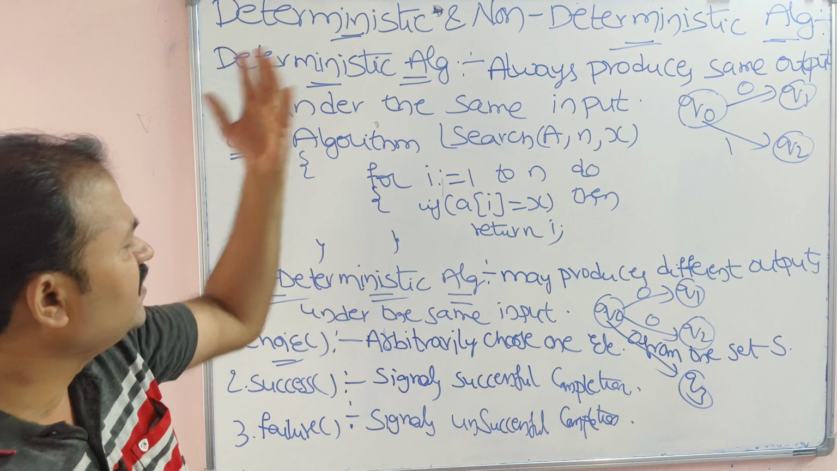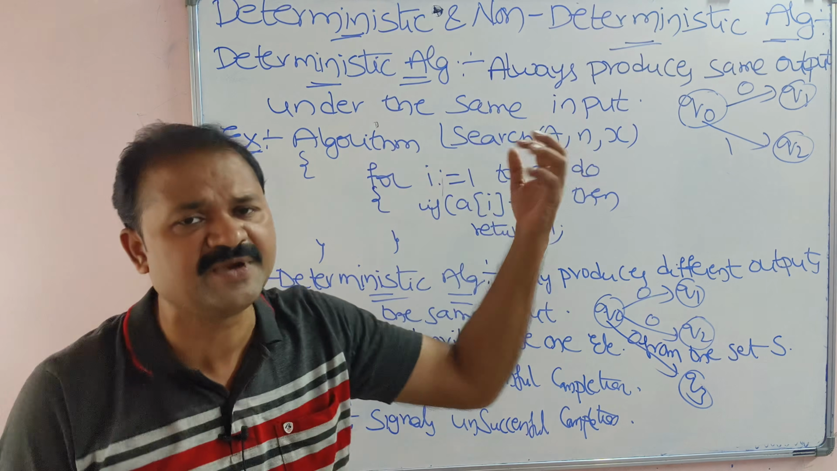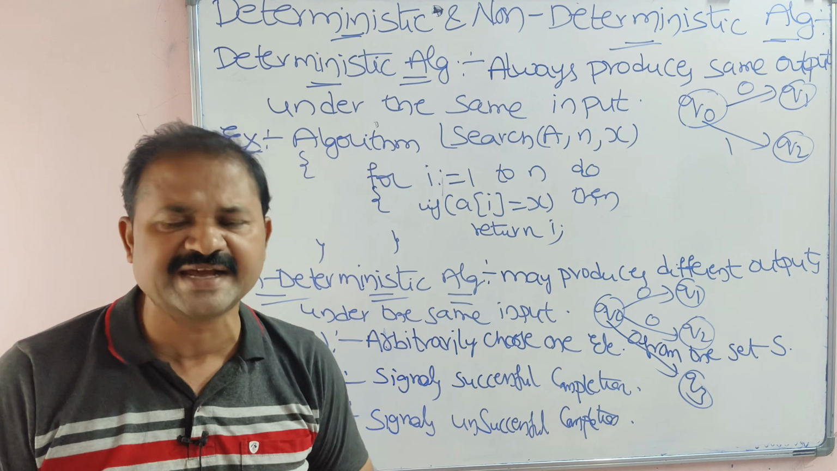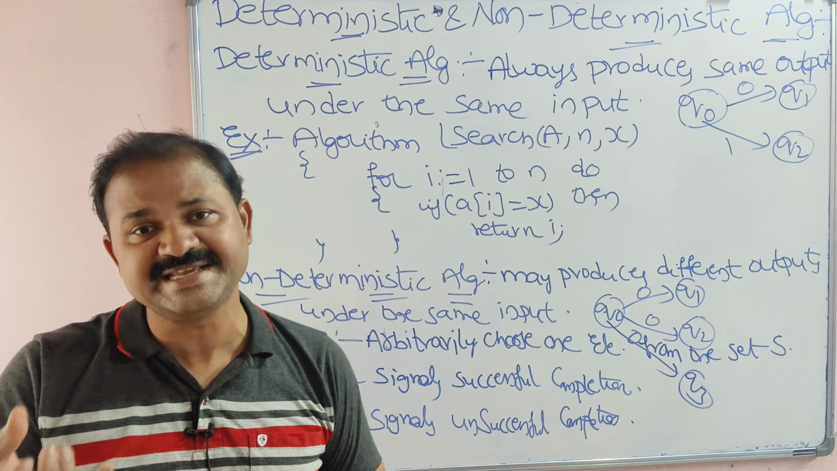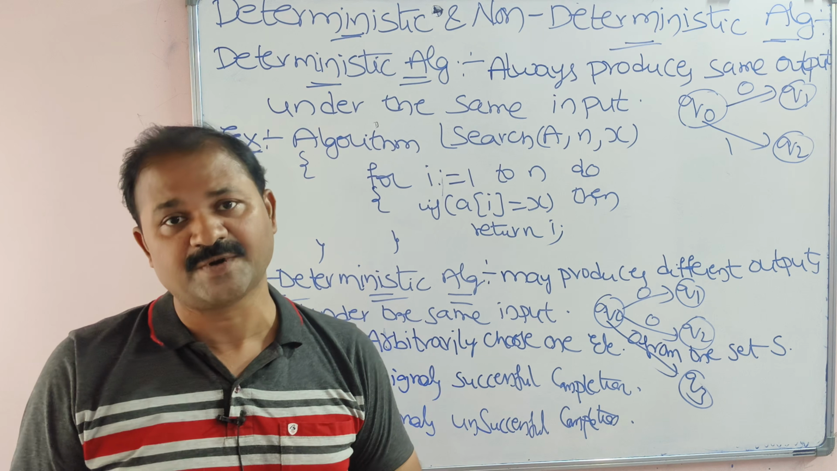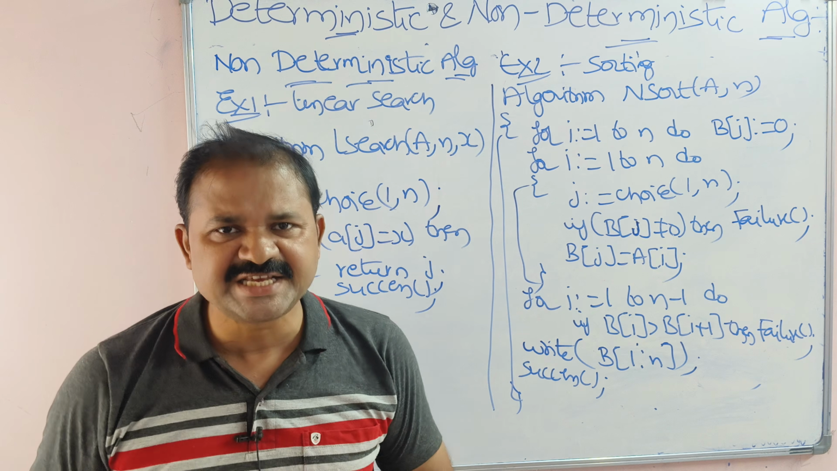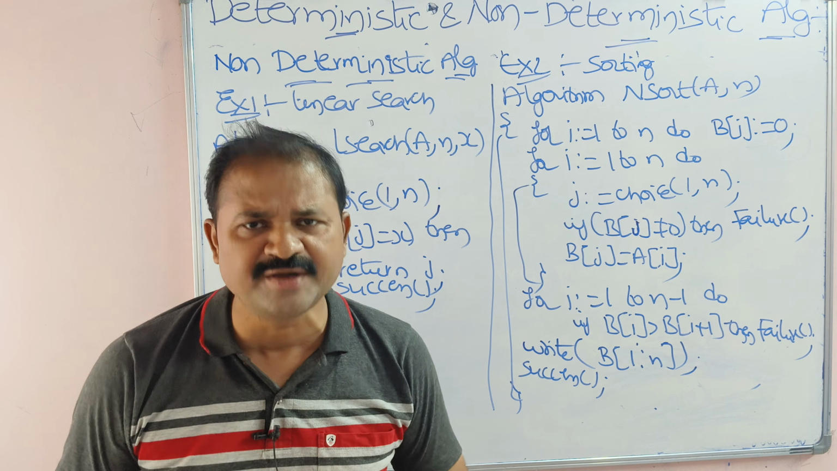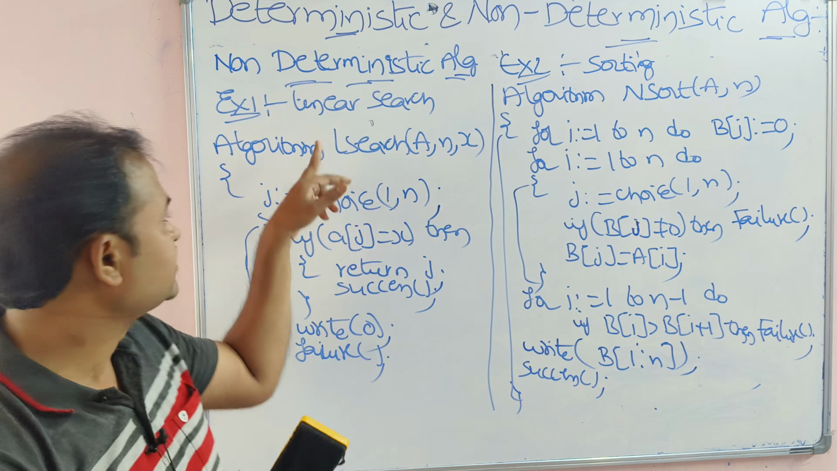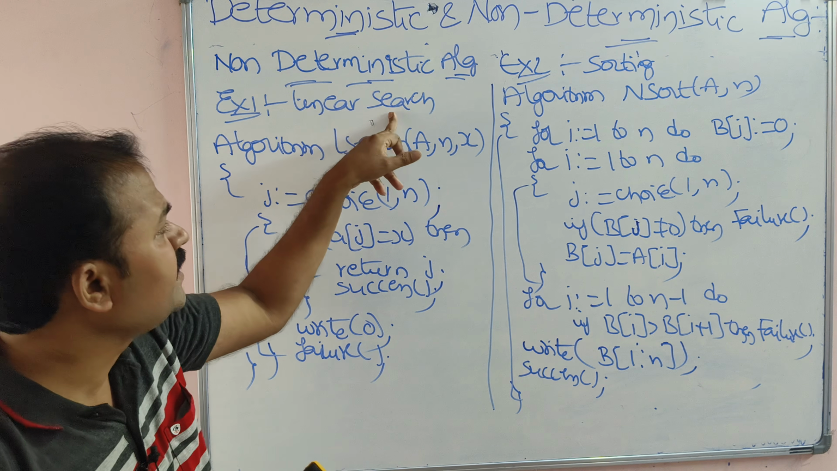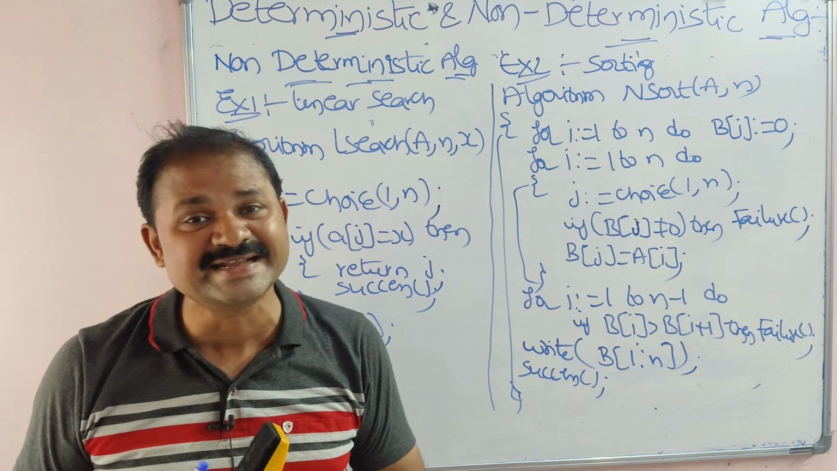Now let us convert this linear search algorithm into a non-deterministic algorithm, as well as look at a non-deterministic sorting algorithm. Now let's see the examples of non-deterministic algorithms. The first example is the non-deterministic algorithm for linear search.